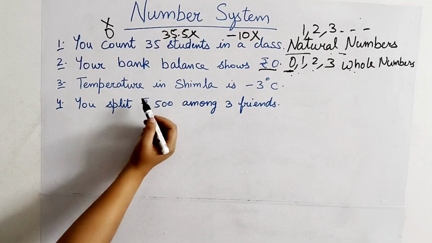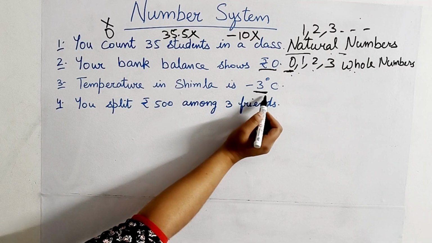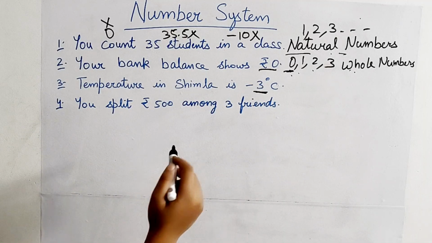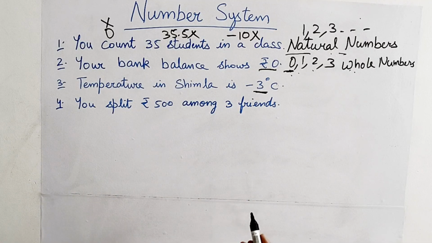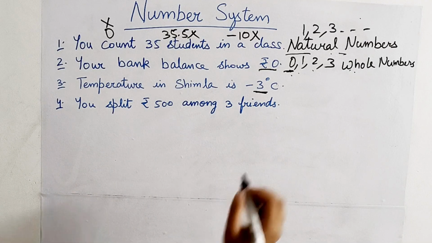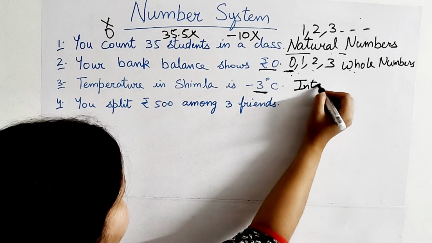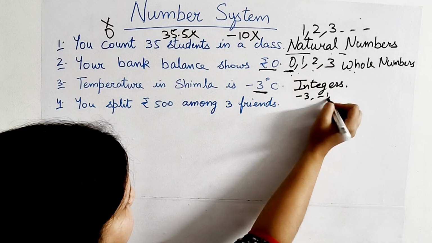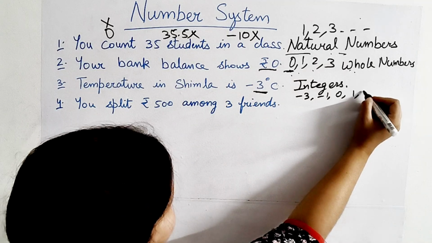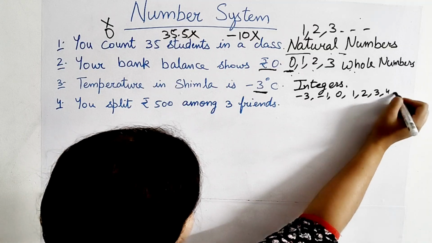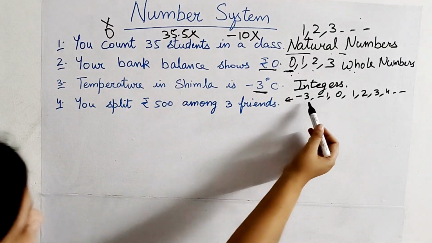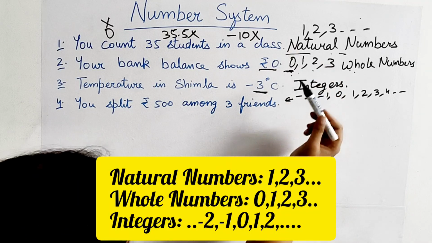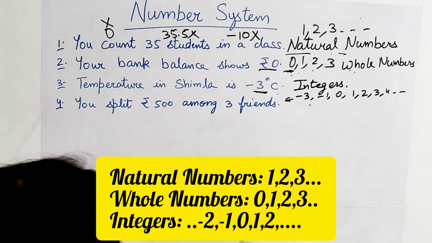Situation 3. Temperature is minus 3 degrees Celsius now. So we need numbers less than 0. Other examples where we need numbers less than 0 are profit and loss, above and below the sea level, lift going to basement. So we introduce integers. Integers include all the negative numbers, 0 and positive numbers, and so on. So these are integers. So we have natural numbers that start from 1, whole numbers start from 0, integers include all the negative numbers as well.